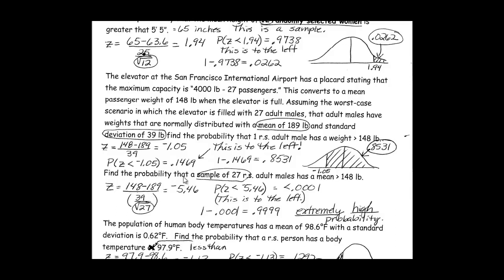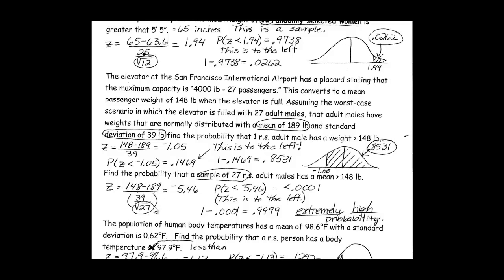Okay, now we want to find the probability that a sample of 27 randomly selected adult males has a mean that is greater than 148. What are the chances of getting a sample of 27 males greater than that? I'm thinking it's got to be really huge, because if this was an 85% chance of getting one male, I think getting a random sample where the average was greater than 148 is going to be almost a sure thing. So we plug in our formula.